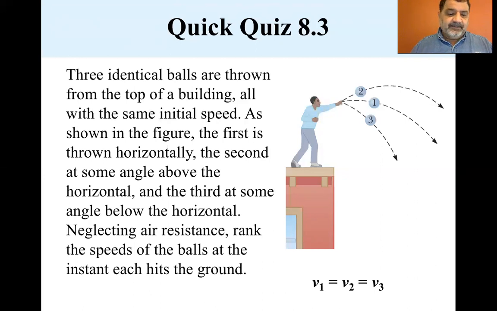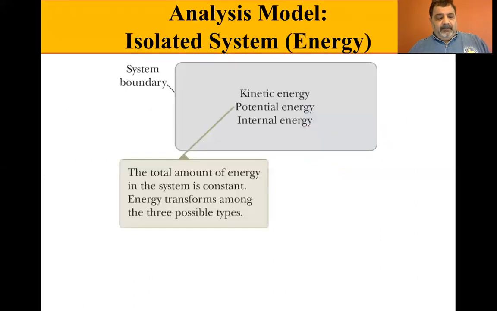All right. Let's look at an analysis model, energy of the isolated system. We have the system boundary. Inside we have kinetic energy, potential energy, and internal energy. The total amount of energy in the system is constant. Energy transforms among the 3 possible types.